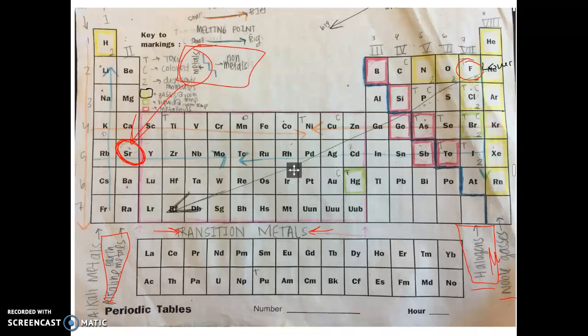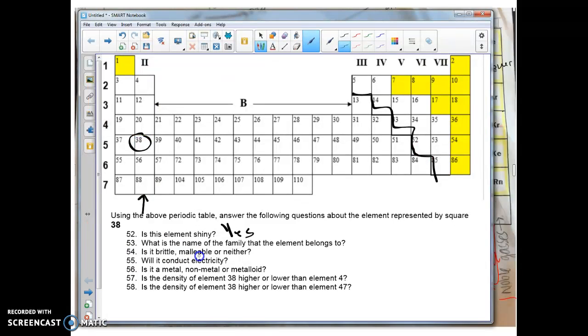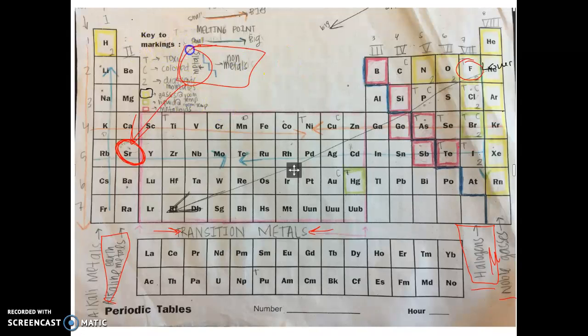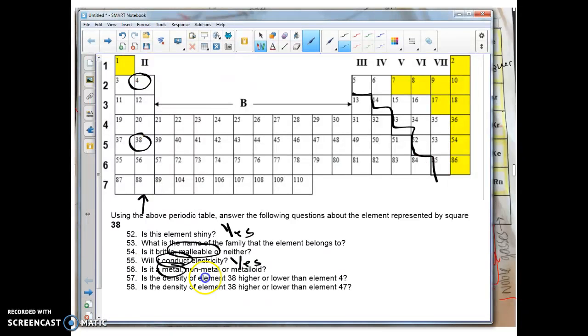All right, let's try the next one. Is it brittle, malleable, or neither? You need to remember that metals are malleable. Will it conduct electricity? The answer is yes, because metals conduct. All right, 56. Is it metal? Yes, it is. And then the arrows. Is the density of 38 higher or lower than element 4? So element 4 is right here. All right, so we're looking at density now. So we'll come back here. Density is the orange. So density increases as you go down. We were talking about element 4, so Sr will be higher than element 4.